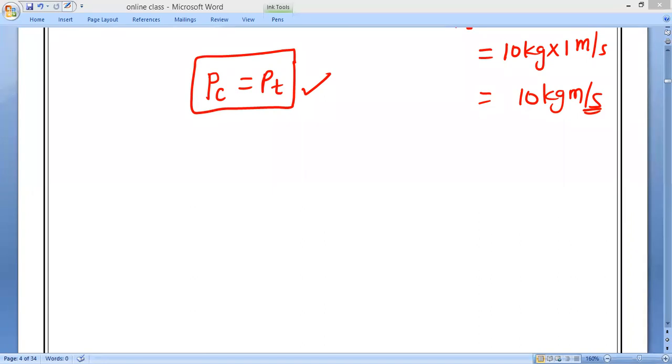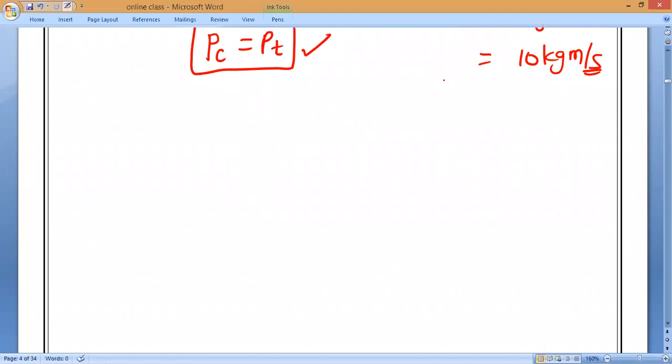So according to Newton's second law of motion, the rate of change of momentum of a body is directly proportional to the applied force, and it takes place in the direction in which the force is acting. So if the force is acting in this direction, what is the direction of momentum? The direction of momentum is also in the same direction. Now if the force is acting in this direction, what about the momentum?